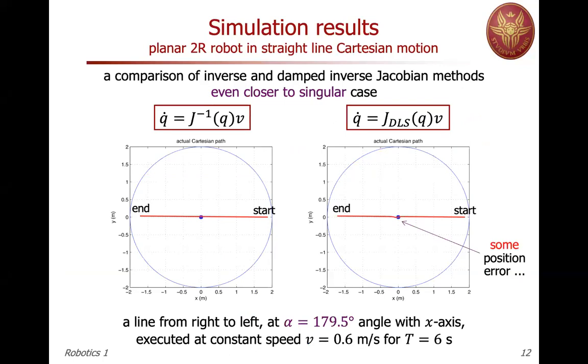So let's consider this comparison, now not with the previous case. I moved closer to a singularity, so the straight line is almost horizontal, making a 179.5 degrees angle with respect to the positive x-axis. Otherwise, the task is the same, constant speed 0.6 meter per second for 6 seconds. So I'm going from one point to the other of the workspace, more or less in a symmetric way.